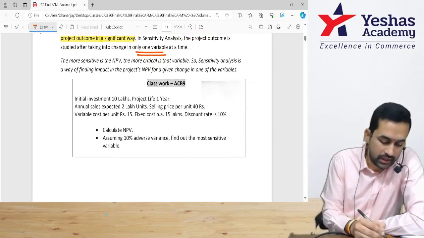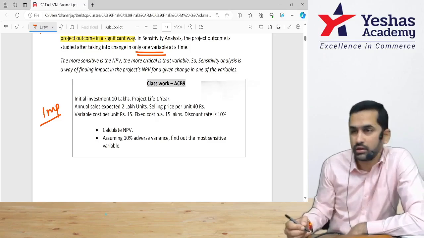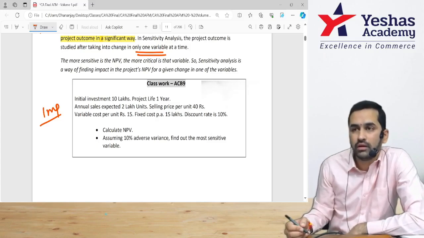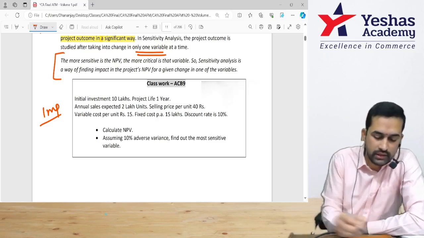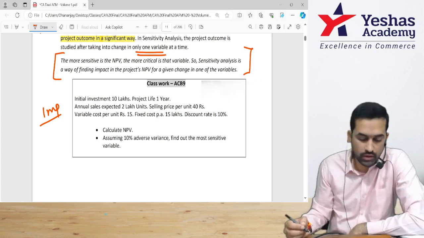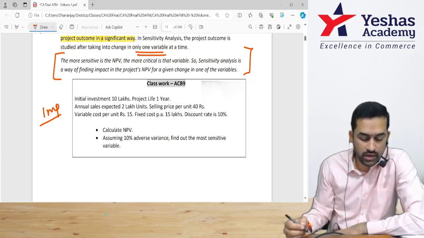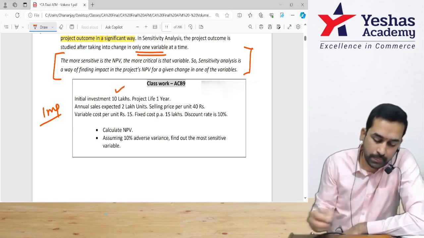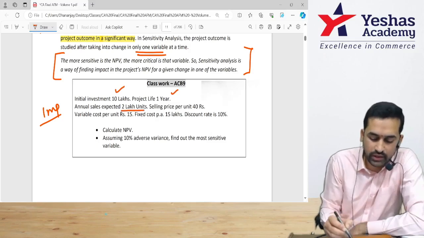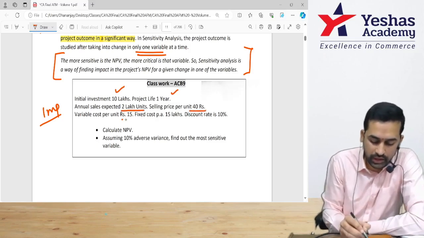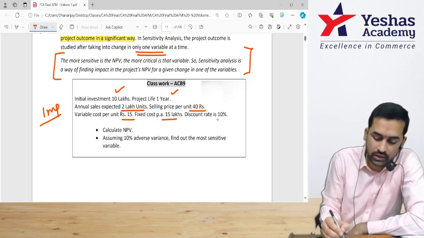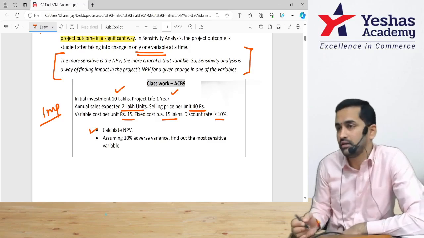Classwork ACB 10, mark this question, important. I'll discuss this theory a little later, this paragraph. ACB 9. Initial investment 10 lakh rupee. Project life is 1 year. Annual sales expected 2 lakh units. Selling price 40 rupee. Variable cost 15 rupee. Fixed cost 15 lakh rupee. Discount rate is 10%. Calculate NPV.